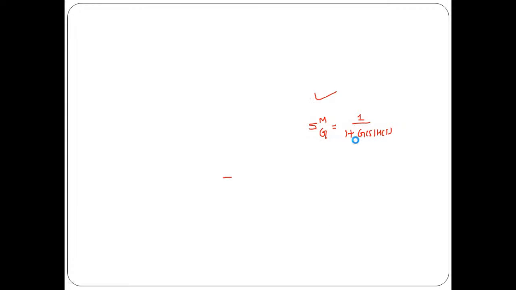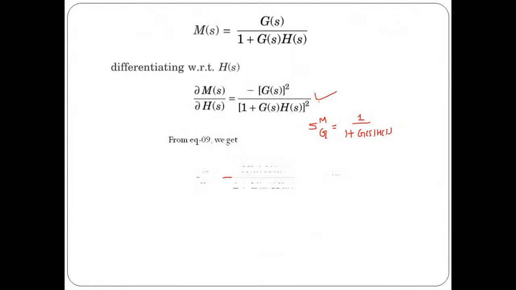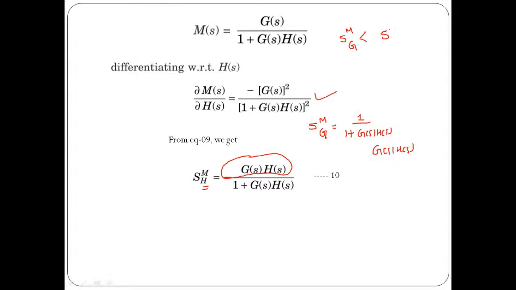See this equation. But the moment we are trying to calculate the sensitivity due to change in feedback path gain, here in the numerator we are having this particular factor, that means G(s) into H(s). So I can say that the sensitivity of a closed loop control system due to change in forward path gain is less than the sensitivity of the same system due to change in feedback path gain.